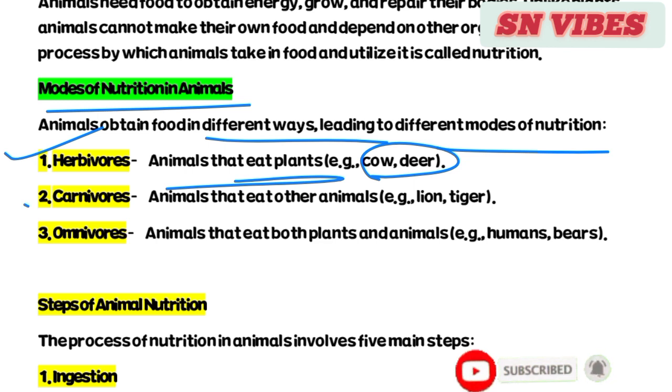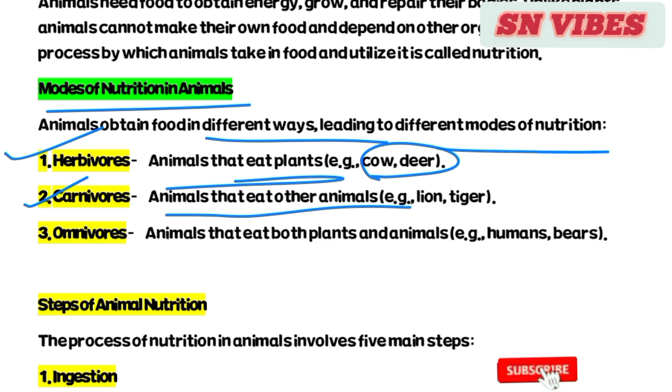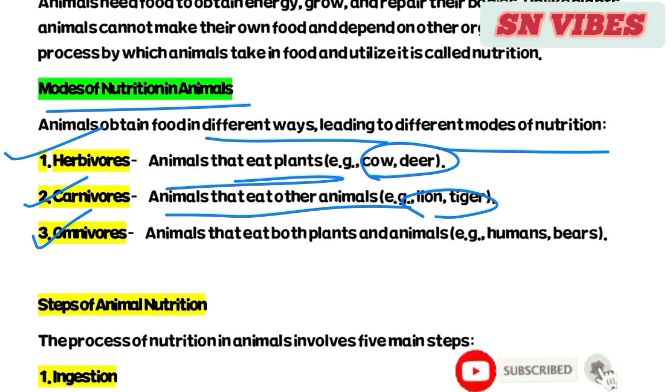And the second mode of nutrition is carnivores. Carnivores are nothing but the animals that eat other animals. The animals which eat the flesh of other animals are called carnivores. The best examples are lion and tiger. The third type is omnivorous, where the animals eat both plants and animals. The best examples for omnivorous are humans and bears.